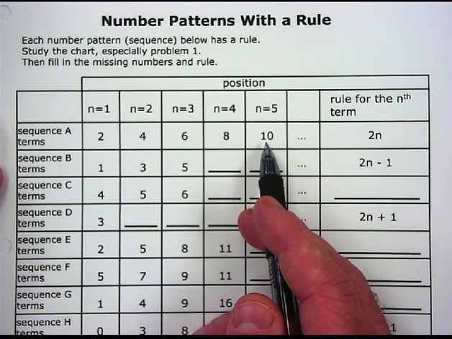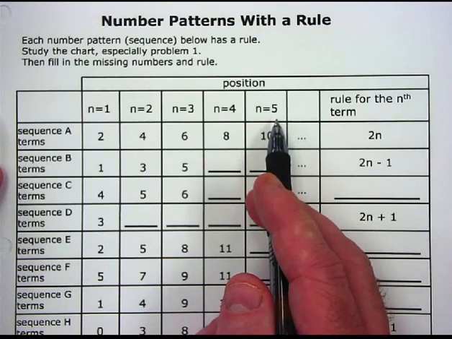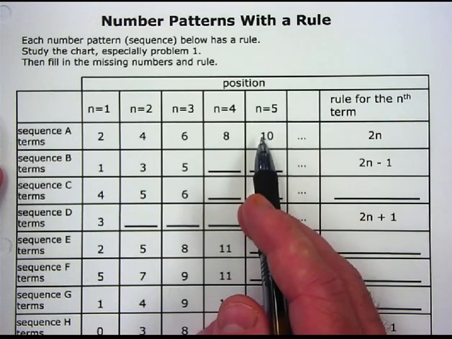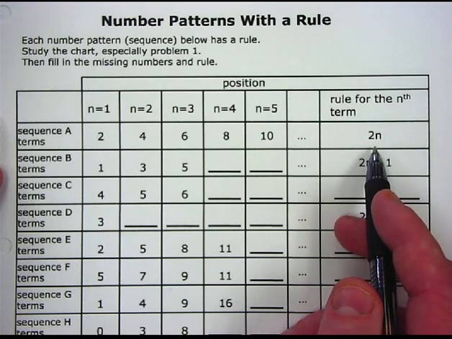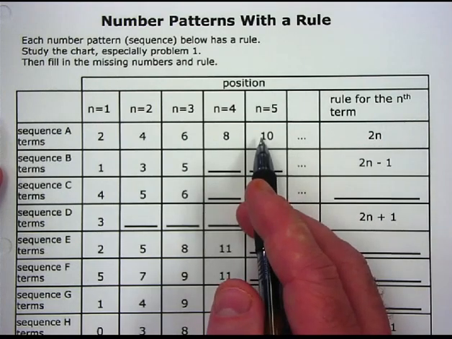So it's pretty straightforward. We're taking the position and multiplying it by 2 in this case, and that is the rule for this sequence, 2n. For any n, you multiply it by 2 and you get the term.